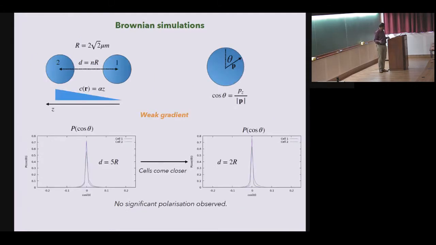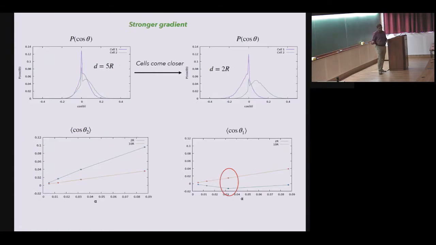Well, we did check it in simulations. Unfortunately, for some circumstantial reasons, we couldn't simulate really large cells, like the size of a eukaryotic cell. This is quite small, but we did see that for small gradients, we don't see much of a polarization here. This is cos theta, which is the component of the dipole moment parallel to the externally applied field. Irrespective of the separation between the spheres, we don't really see much polarization.